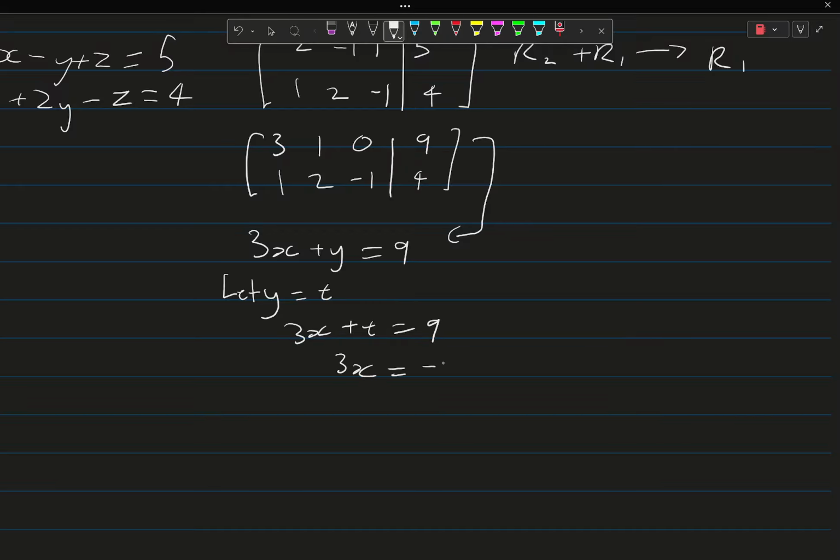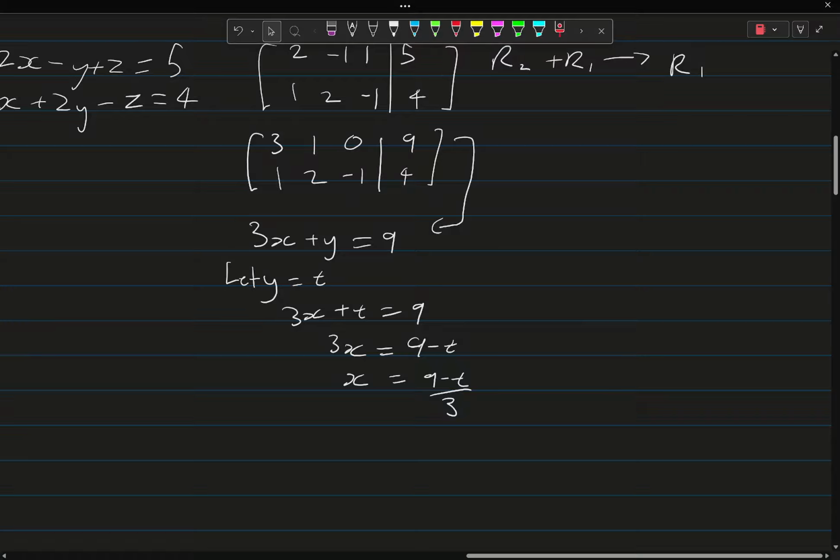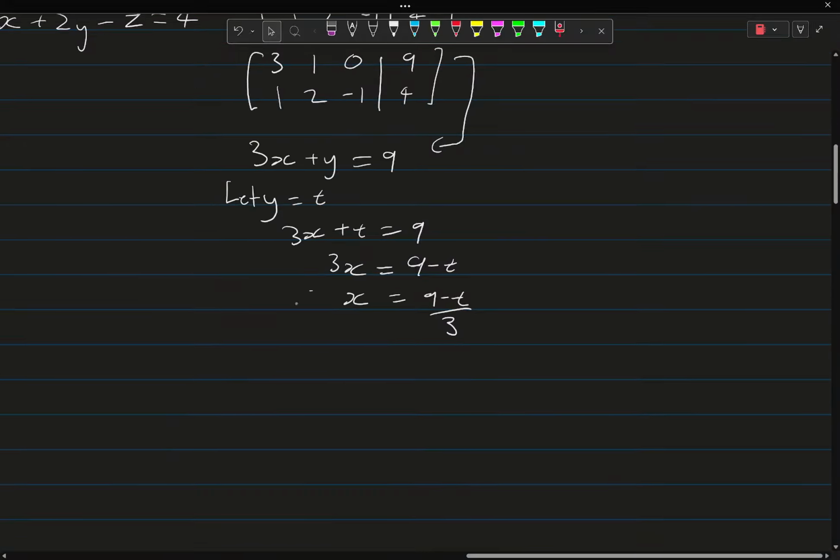And then we solve for t. So we solve for x, so x is equal to 9 minus t over 3. Then what we do is we substitute that back into the other equation to find the solutions for the other variables.